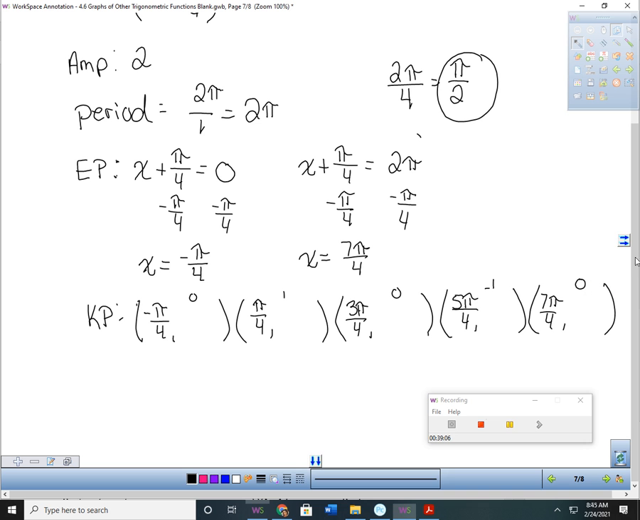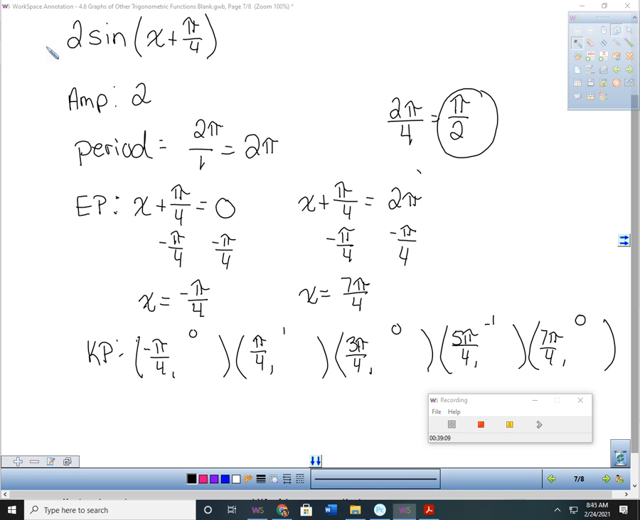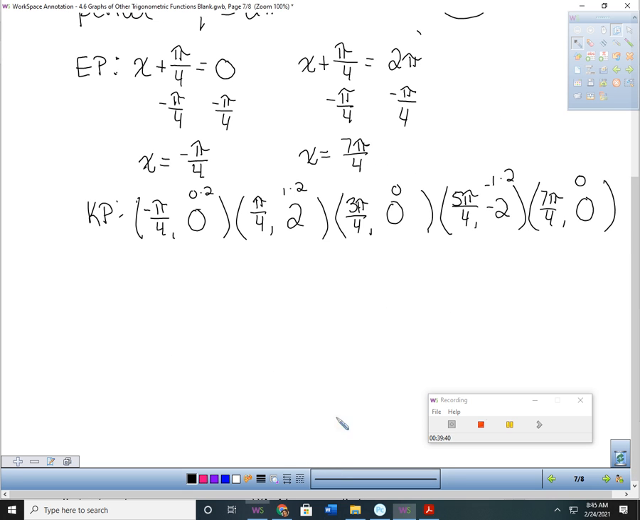But what changes that is when you multiply by a number on the front, or you add or subtract outside, not inside here. So I need to multiply by 2. So 0 times 2 is 0. 1 times 2 is 2. 0 times 2 is 0. Negative 1 times 2 is negative 2, and 0 times 2 is 0. So we will graph this just like we did when we did sine and cosine.